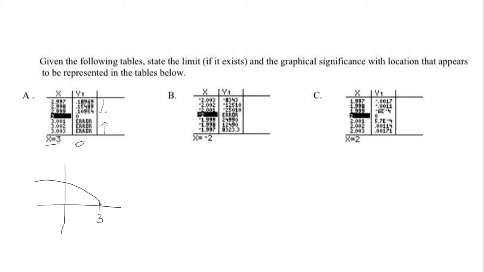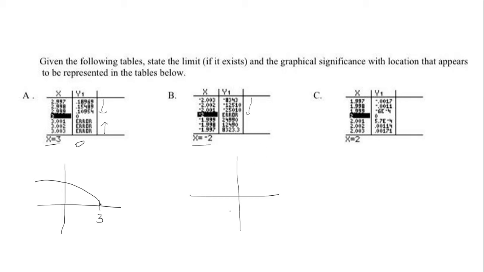Now for part B, we're looking at x equals -2, and as we're approaching it from the left, notice the numbers. We have -8,343, -125,000, -12,510, -25,010. So it's becoming more negative as we go. And at -2, we get an error. That's not part of the domain.